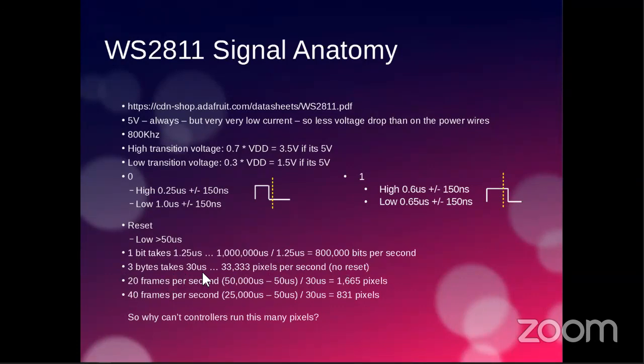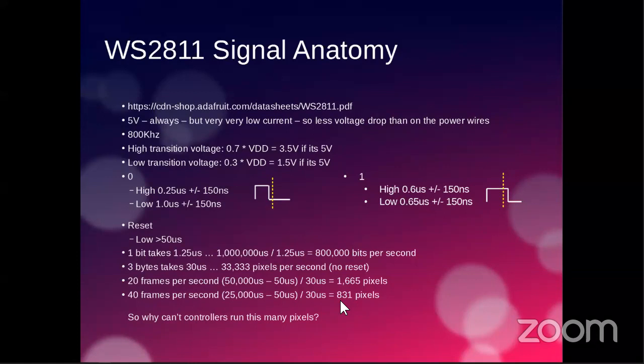But of course, we don't run frame rates of once per second. We run 20 frames a second or 40 frames a second. And so if you do the math and you take into account this reset time, etc., the theoretical maximum at 20 frames a second is about 1600. And the theoretical maximum at 40 frames a second is about 831 pixels.